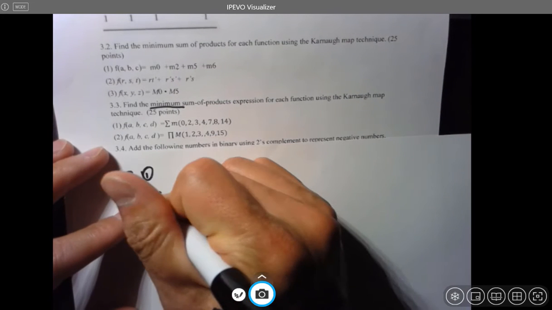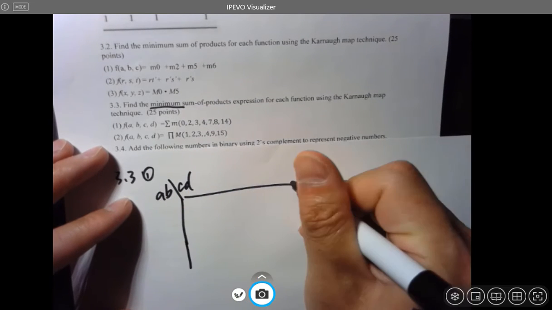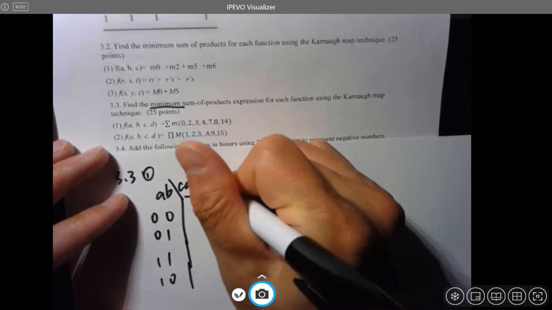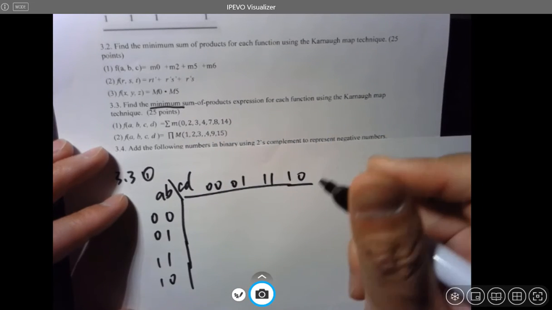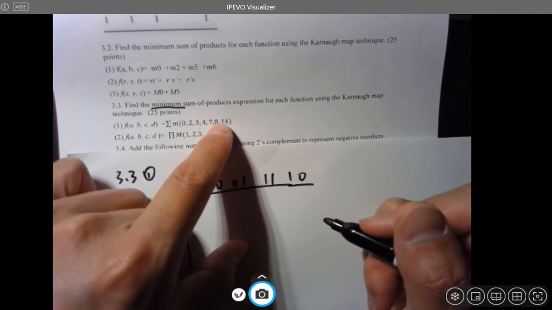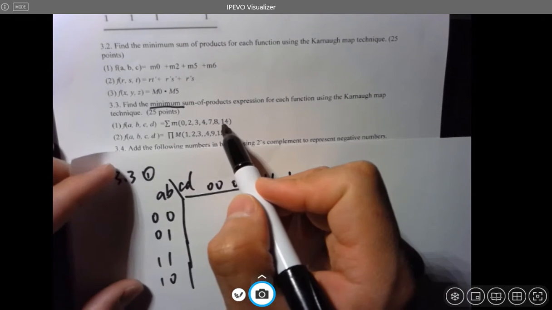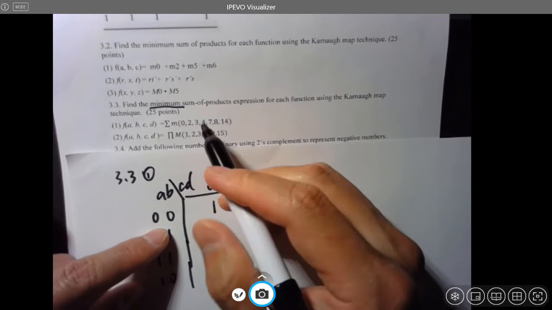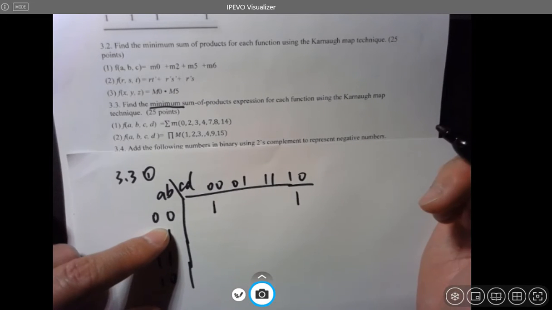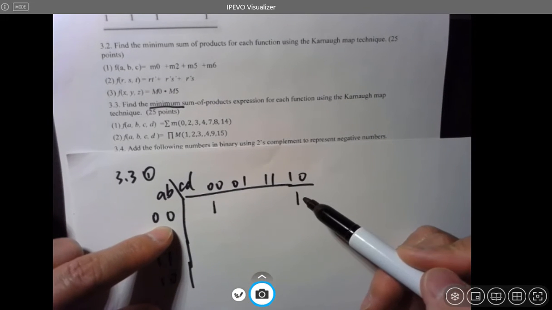So 3.31, A, B, C, D. I need a bigger table, I think. 0, 0, 0, 1, 1, 1, 1, 0, 0, 0, 0, 1, 1, 1, 1, 0. And you find the sequence here in lowercase m, which means all these terms are minterms. And these should be the locations of the ones, right? So 0 is here, 2. You need to be patient about this. This is super simple, but you don't want to make any mistakes over here, right? The 1, 0, 2, 3.